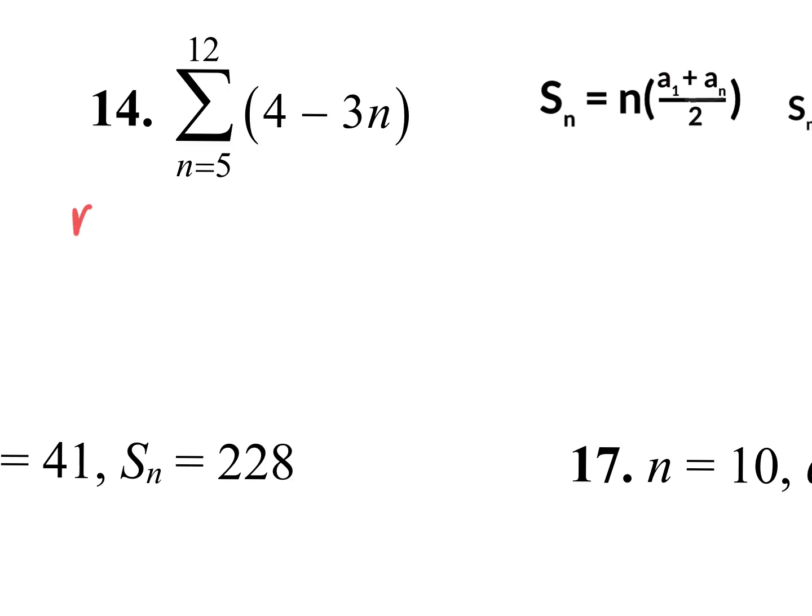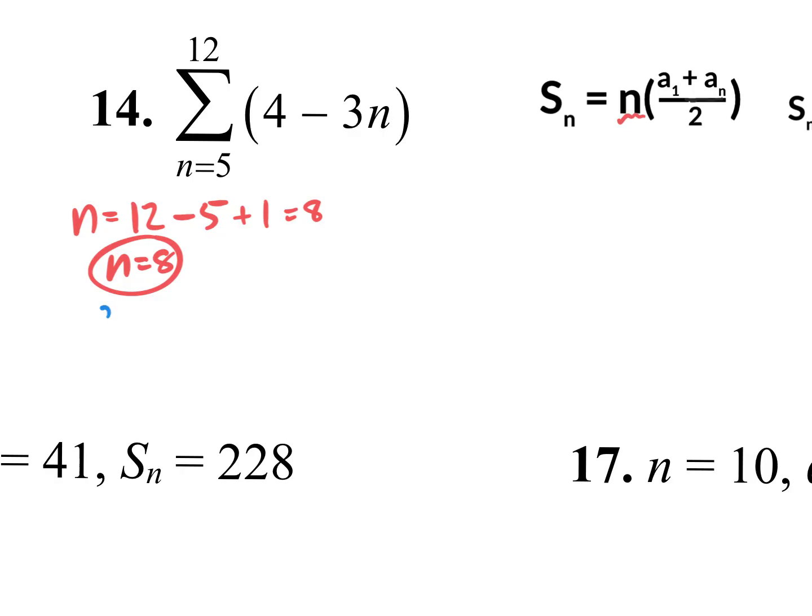Let's start with the number. How do we find out the number? You're simply going to take the top number 12 minus the bottom number 5, but then you're going to add 1 to it. So 12 take away 5 is 7. 7 plus 1 is 8. So n equals 8. We now know what's going to go right here, right?